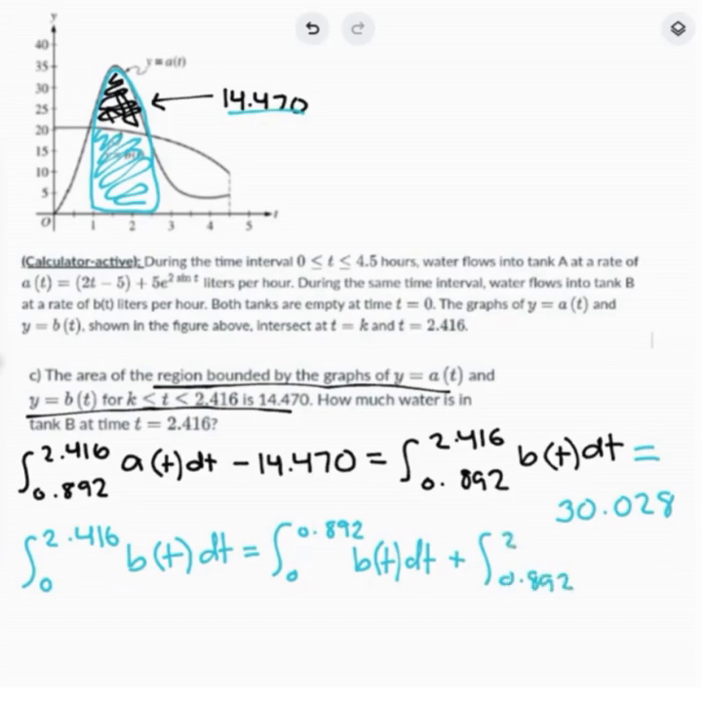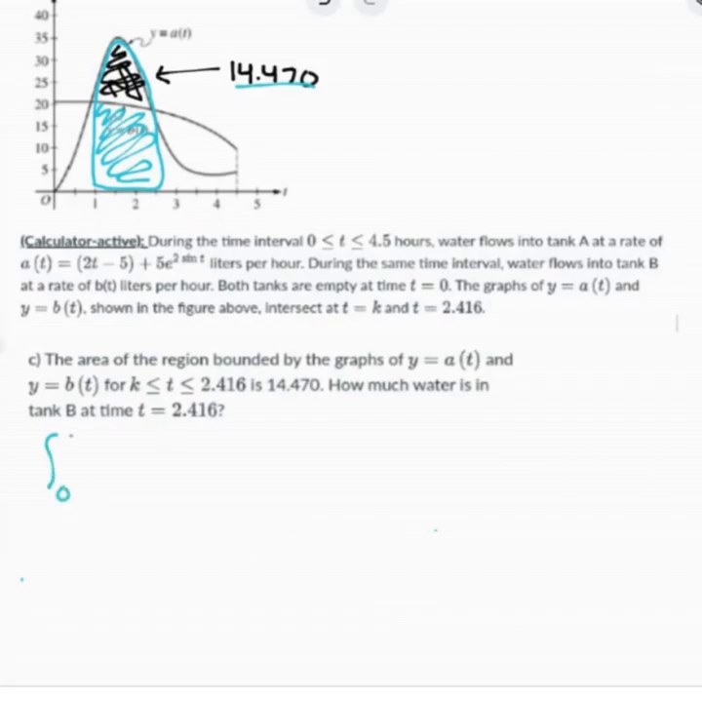Next, you'll need to find how much water is in tank B from 0 to 0.892 hours. From part B, we already know that water is flowing into tank B at a constant rate of 20.5. It is linear.